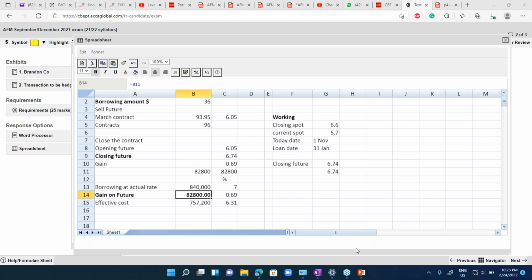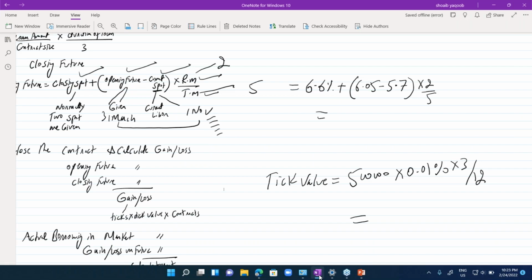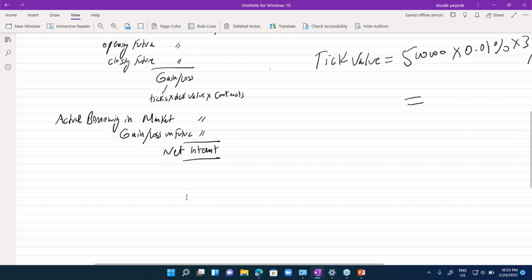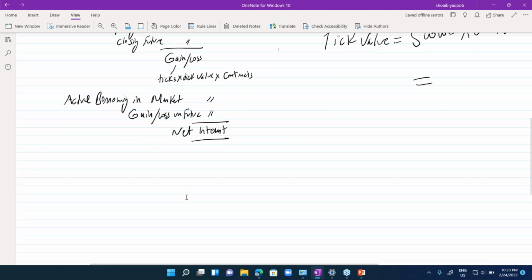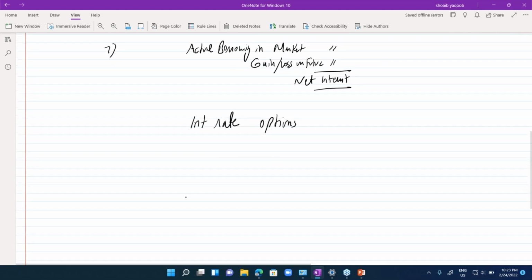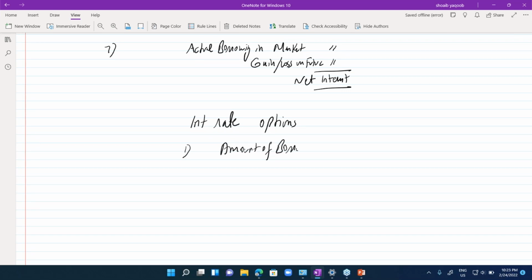So now quickly revise the steps of option and then solve the option. Option contract, interest rate options. First step is same: amount of borrowing or lending.